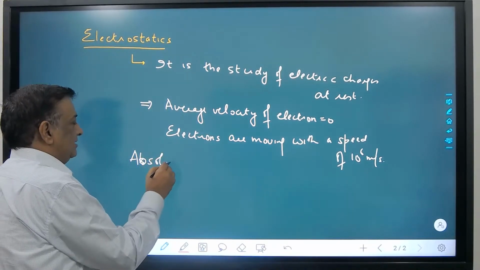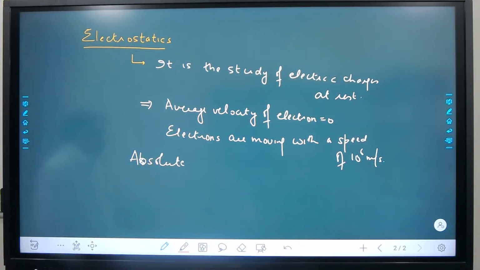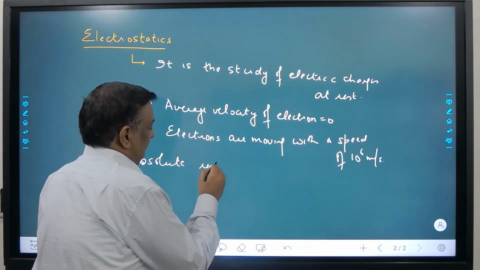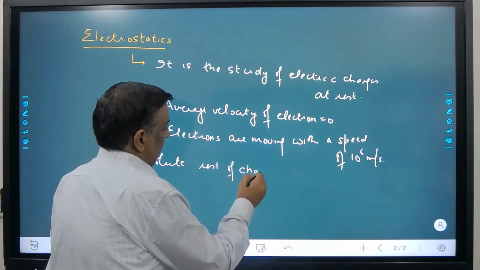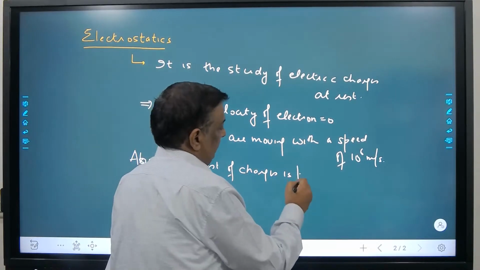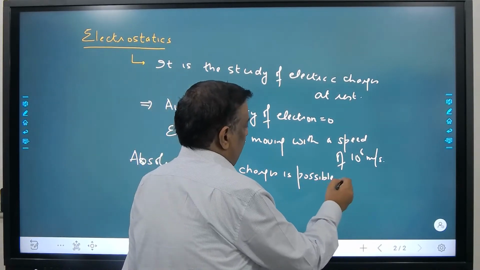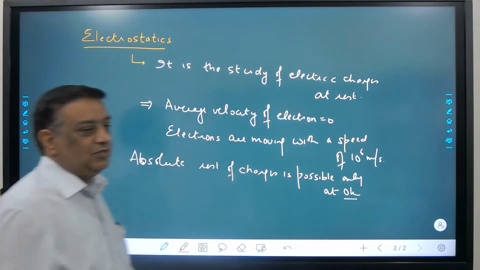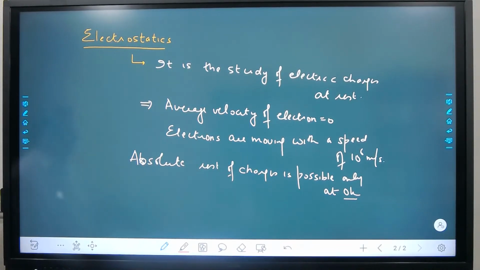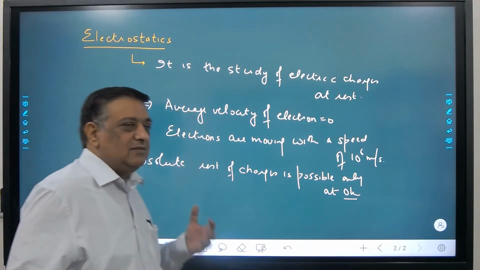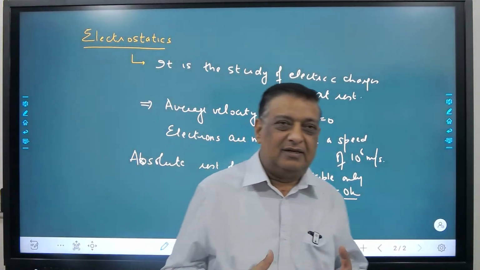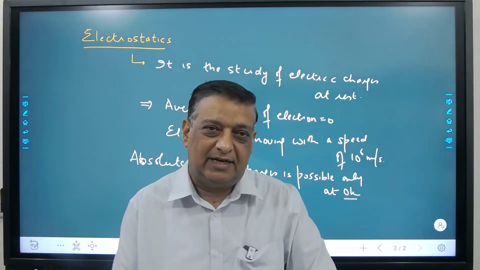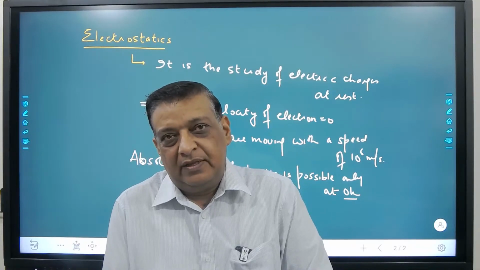So in this we will study a special case where the average velocity is zero, the electrons don't have a preferred direction of motion. Absolute rest of charges is possible only at 0 Kelvin. Except 0 Kelvin, they cannot be at rest. Now, this is what we are going to study in the first chapter: charged particles at rest, the electric field generated by charged particles, potential energy, and the end, capacitance.